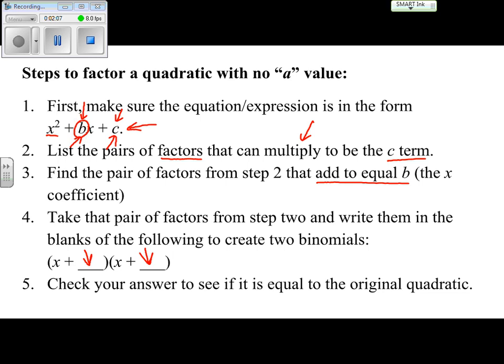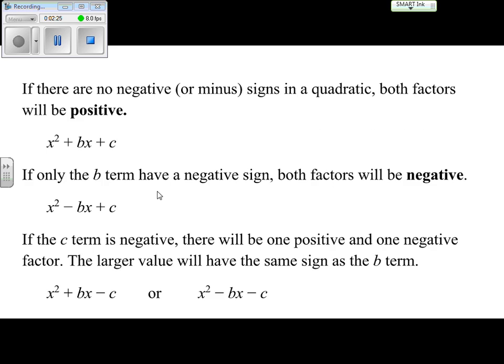Except this time around, our numbers might be negative. So in fact, we'll actually have plus a negative, or better yet, we can just write that as x minus the number, or if it's positive, we can leave it as x plus the number. And as always, we can check our work when we're all said and done to see if we get back to the original equation. And we'll do that for at least one of our examples here on this video.